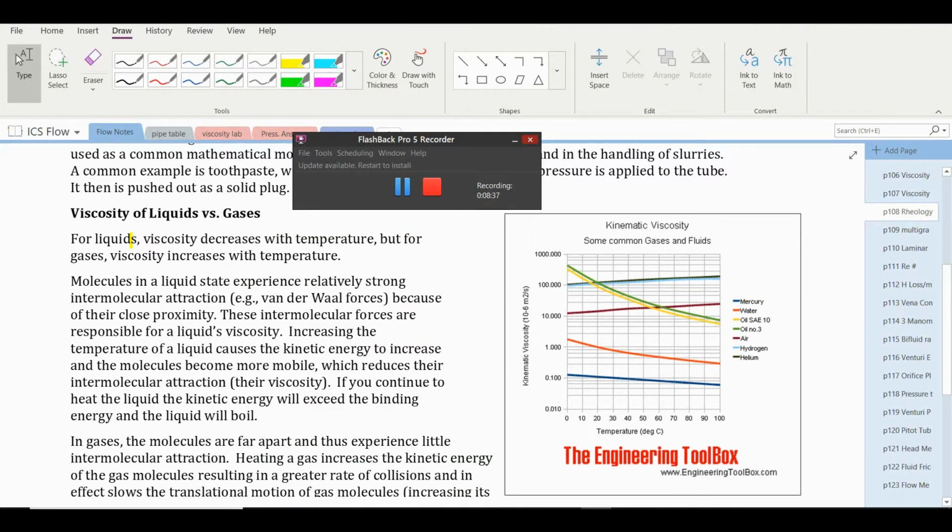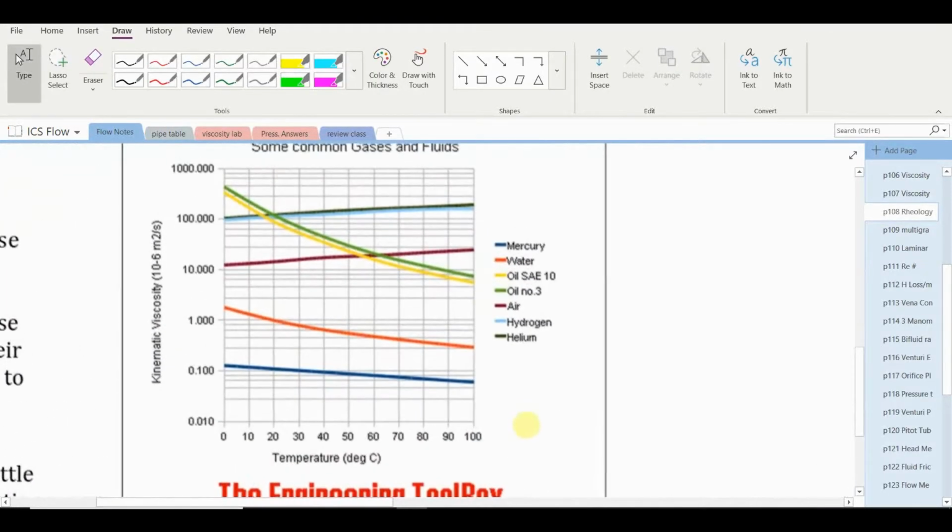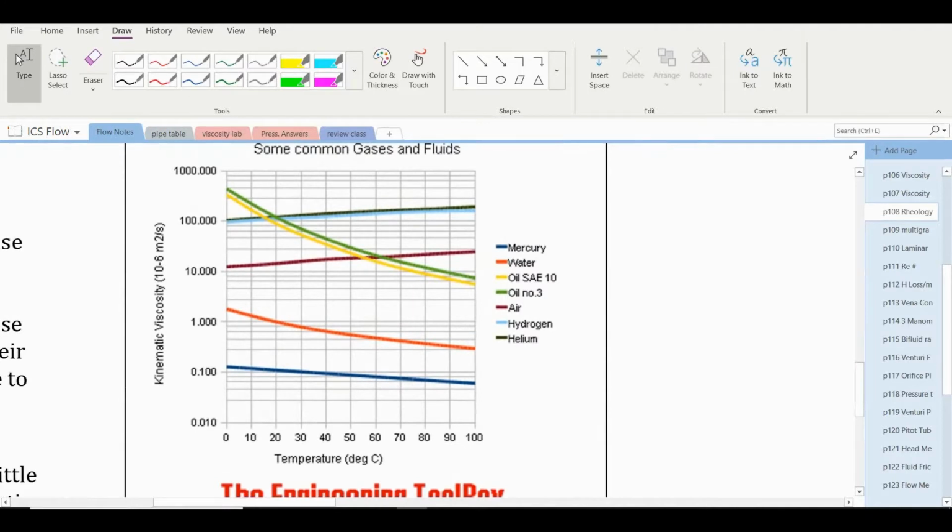I want to briefly mention the difference in viscosity of gases compared to liquids as a function of temperature. If you look at the graph here on the right, the lines that are decreasing as temperature increases are water and mercury and oils. These are all liquids. And that's a familiar concept. As liquids become warmer, the viscosity decreases.